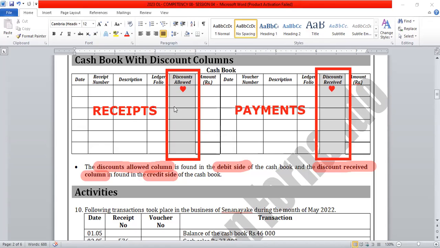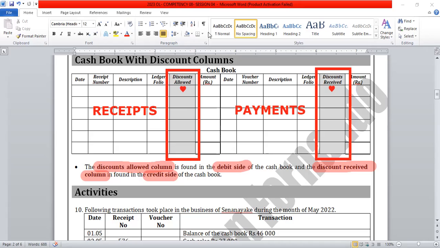Discounts are allowed to debtors. Therefore, we have to record the discount information of the discounts allowed in the debit side of the cash book. And we receive the discount from creditors when we pay them. Therefore, the discounts received is found in the credit side of the cash book. Do you understand all these things?